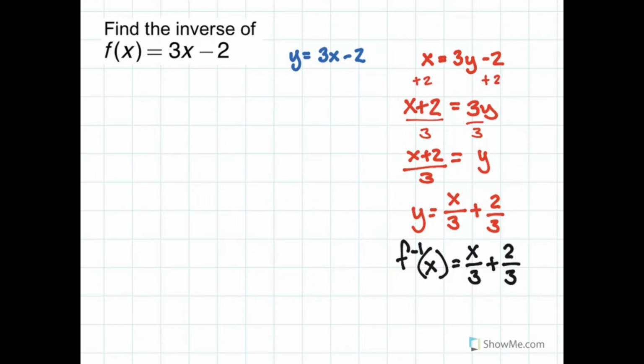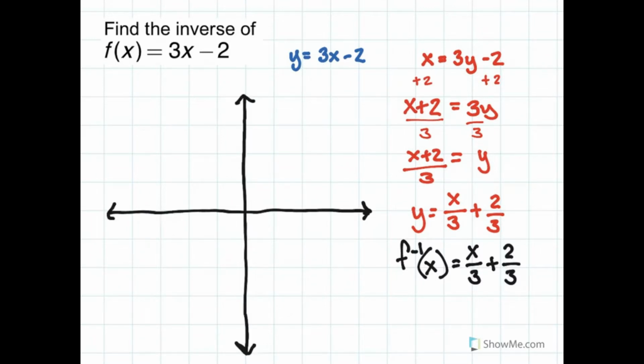Now what do those two graphs look like? The original function, the blue graph, has y-intercept -2 and slope 3, so it looks like this blue line right here.